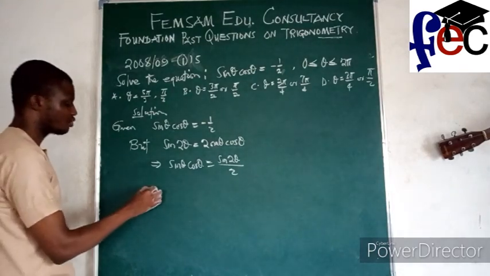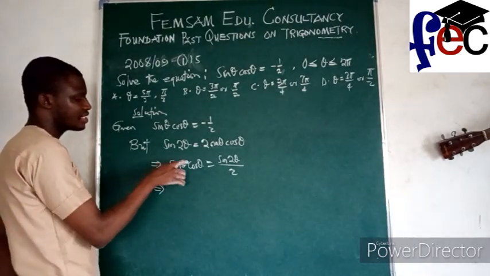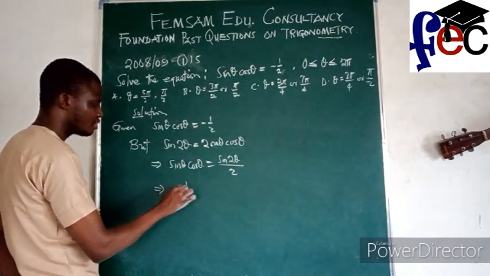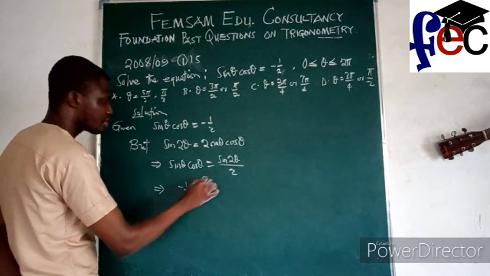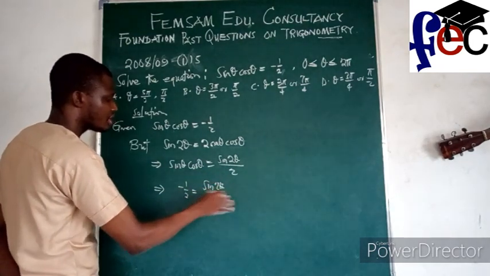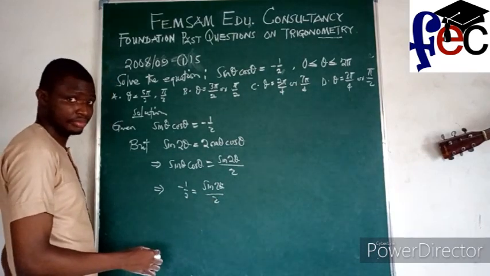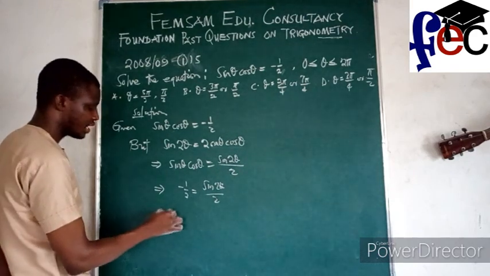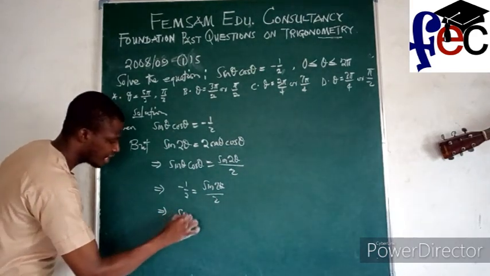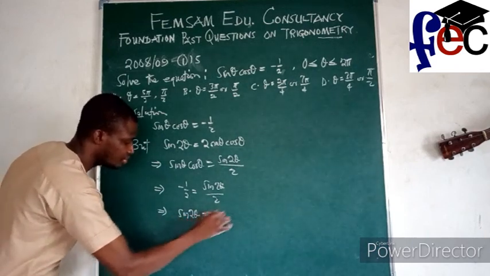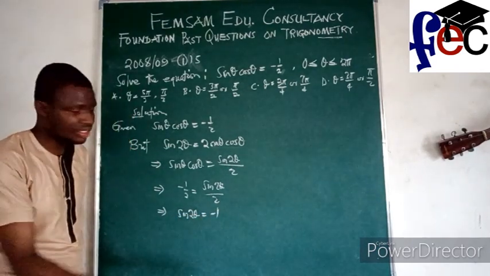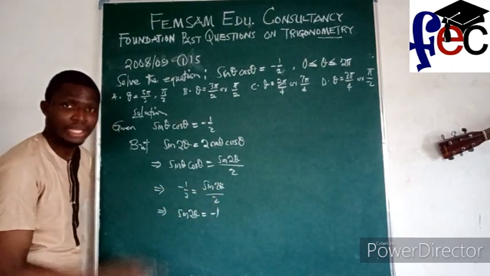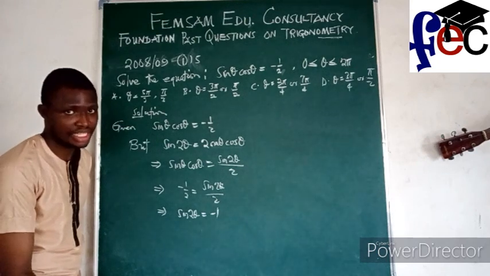If that is the case, what can I infer? Sine theta cos theta is minus 1/2. What does that now mean? It means minus 1/2 is equal to sine 2 theta over 2. If I multiply both sides by 2, what will I get? I will have sine 2 theta is equal to minus 1. And if that's not clear, cross multiply: 2 times minus 1 is minus 2, 2 times sine 2 theta, then divide both sides by 2, you get the same result.